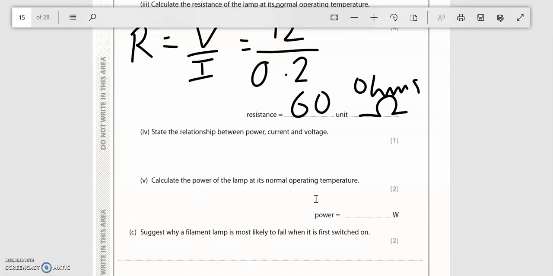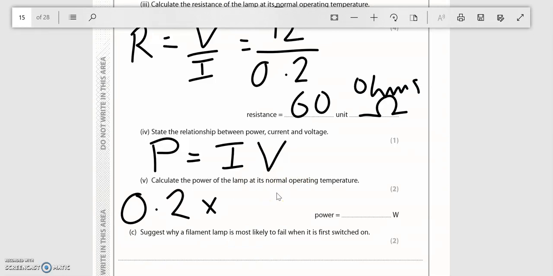Another equation, state the relationship between power, current and voltage. So power equals current times voltage. In symbols it's a capital P, capital I, capital V. Calculate the power of the lamp at its normal operating temperature again. So this time you will multiply 0.2 and 12, and that will give you an answer of 2.4, and it's already given you the unit watts there.